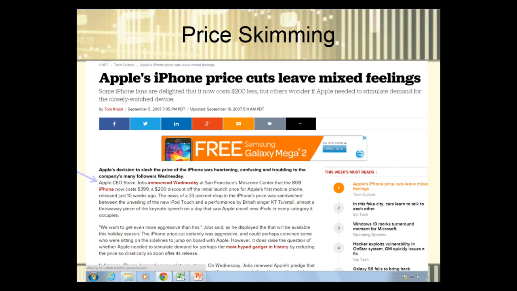Yeah, they dropped it from $599 to $399, and that angered a lot of people that bought it at $599. That's one of the downsides of price skimming. You run the risk of angering prior customers. Of course, in a lot of markets, people are unaware of price changes. They've bought it and they're not looking at the market. And so it's very common in consumer electronics to do this.